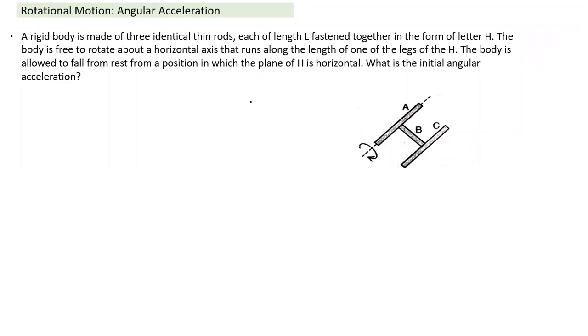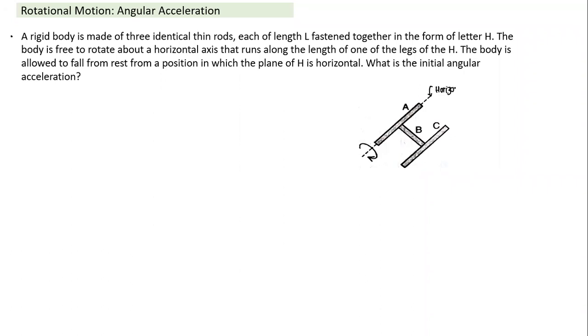Just first understand what the figure is. A rigid body is made of 3 identical thin rods. You can imagine you get 3 pieces of rod and you form an edge. All 3 identical, all lengths are the same, masses are the same. Each of length L, fastened together to form a little edge. The body is free to rotate about a horizontal axis that runs along the length of one of the legs of the edge. This is the axis of rotation, and this is horizontal.